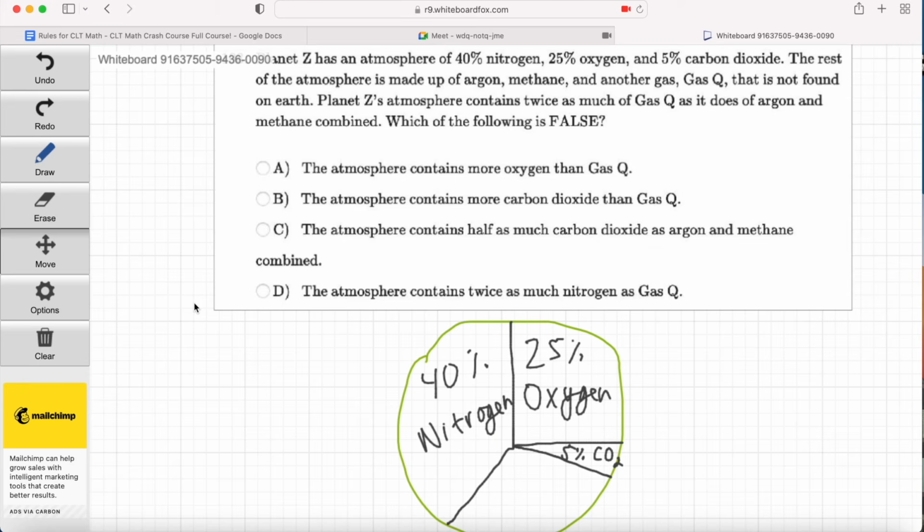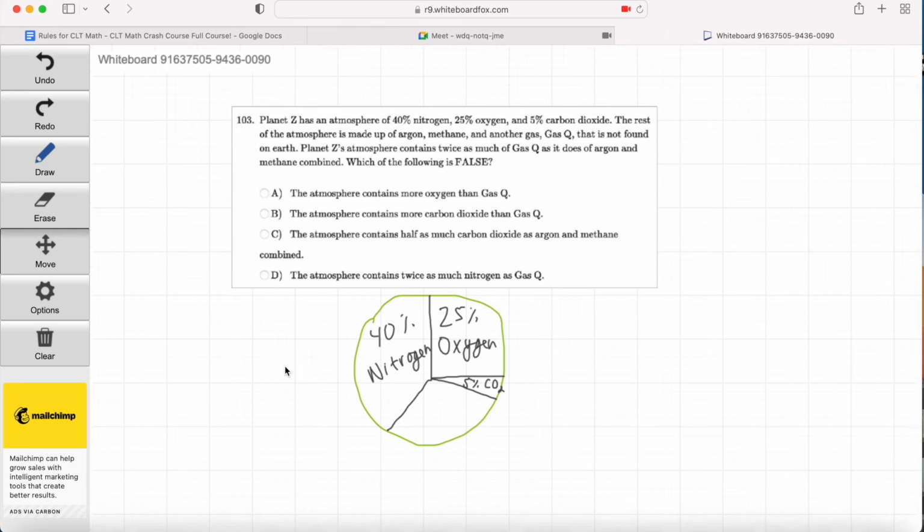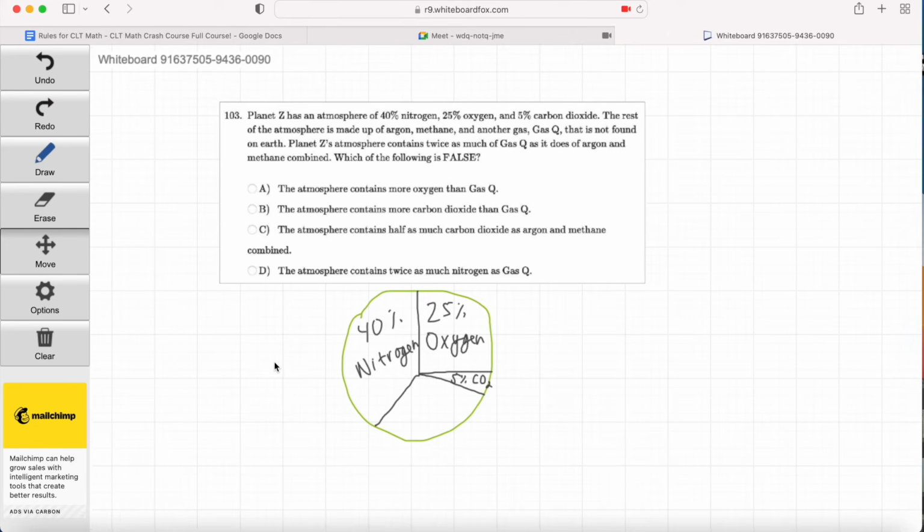And then it says the rest of the atmosphere is made up of argon, methane, and another gas, gas Q, that is not found on Earth. Okay, so I'm going to zoom out just a little bit. So this last remaining amount here, from here to here, what percent is that, by the way? That would be 30%. Yeah, it's 30% right there. That even looks like 30%, right? It looks like a third of the pie. That worked out kind of nicely.